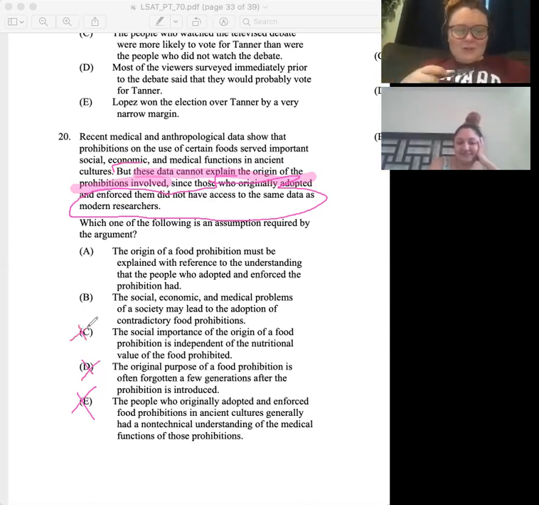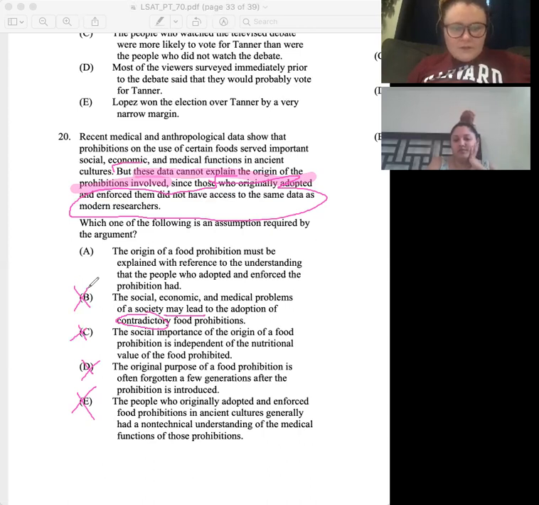B, the social, economic, and medical problems of the society may lead to the adoption of contradictory food prohibitions. So one thing I like about this is it's really weak, where it says it may lead to these things. But once again, do we care about contradictory food prohibitions? Nope. Crossing it off.